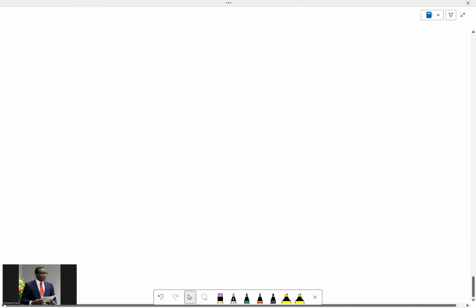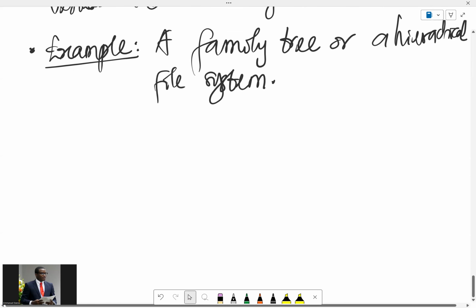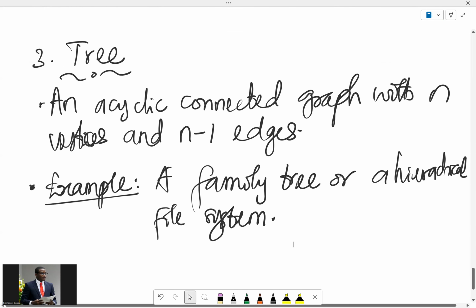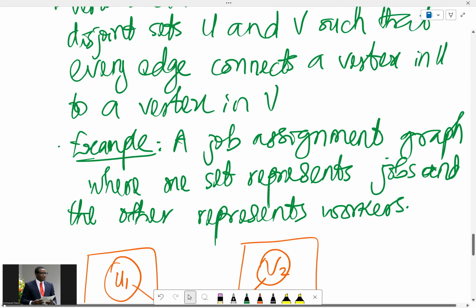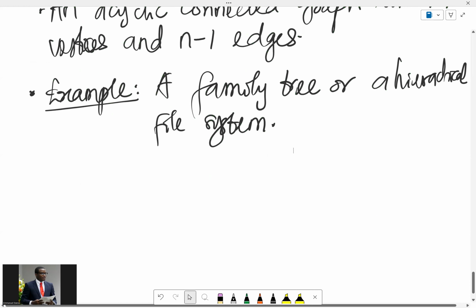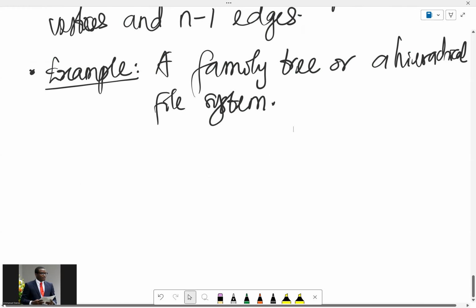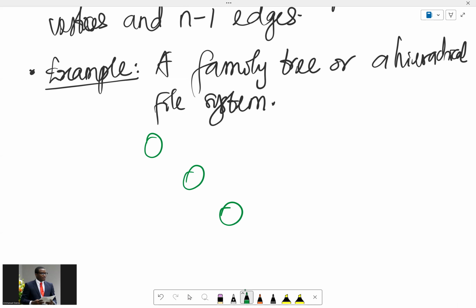So let's see an example of a tree. Let's look at a tree graph. Imagine that you have something like this.